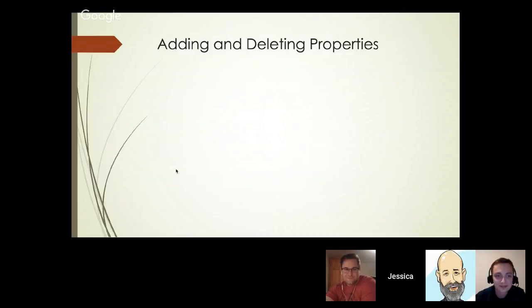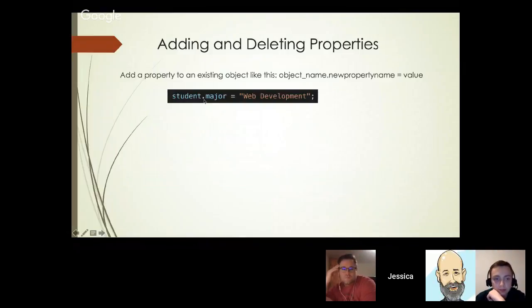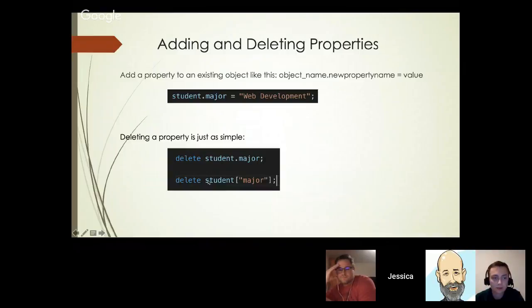After you've created the object, you can add and delete properties if you realize later on that you need it to have something else. It's pretty simple. You just put the object name, which again was student, and then the new property name. So if we wanted to give him a major, web development, he would now have that property. Deleting them is just as easy. You say delete, the object name, and then the property. You can also use delete like an array by calling it in quotation marks with the property name.